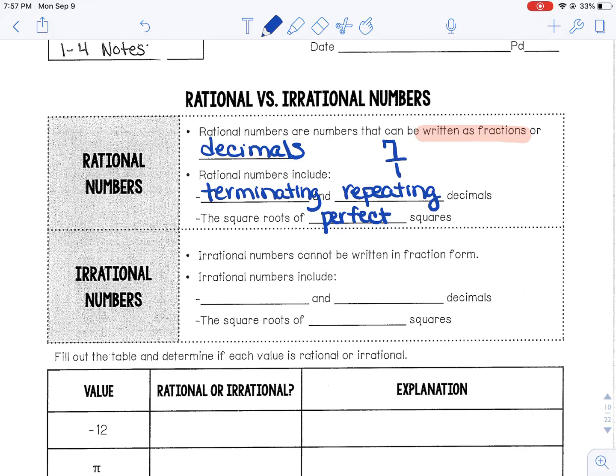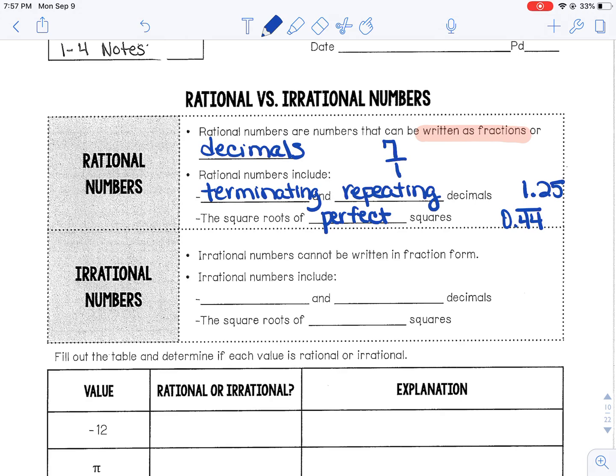Regarding decimals, a terminating decimal is one that ends, such as 1.25. After the 5, it ends. There's nothing in the thousandth spot or anything further from there. So a terminating decimal is a rational number. If you have a repeating decimal like 0.44 with a line drawn over the top, that means that decimal repeats and it'll be 0.44444 forever and ever. That is also a rational number.